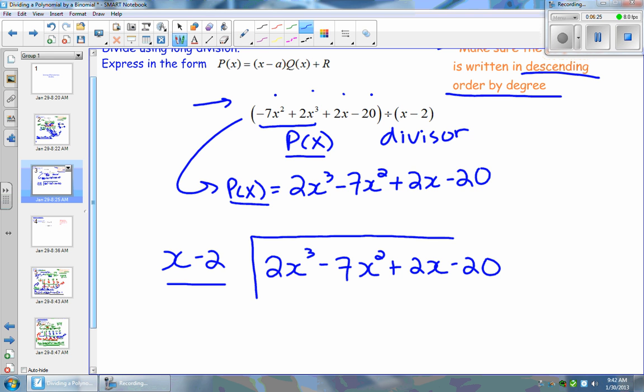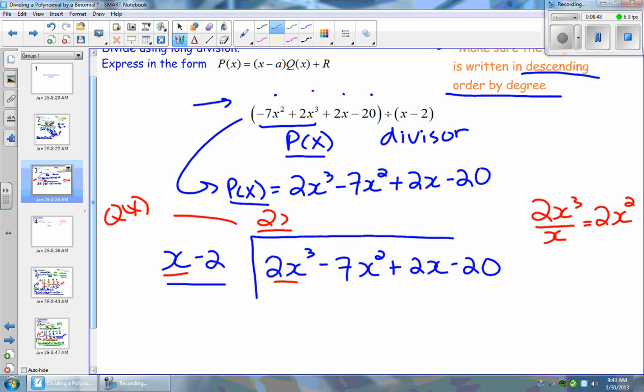Okay, so first step is to find the first term of the quotient. So I'll put over here, this is our quotient, q of x right here. First term is going to be 2x cubed, and that's the first term of my polynomial. I'm going to divide by the first term of the divisor, which is x. And once I divide these two, I get 2x squared. So that is the first term of my quotient, and that goes right on top of the division bar.